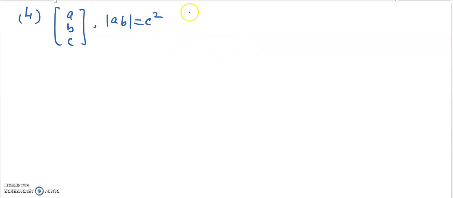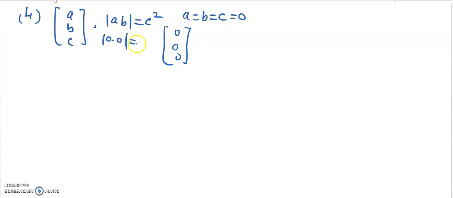For the first condition, we take a is equal to b is equal to c is equal to 0. So we get the vector 0, 0, 0. Also from this condition, because everything is 0, the absolute value of 0 times 0 is equal to 0 square, so 0 is equal to 0. So this condition is also satisfied. The first condition is satisfied, no problem with that. But how about the second condition?